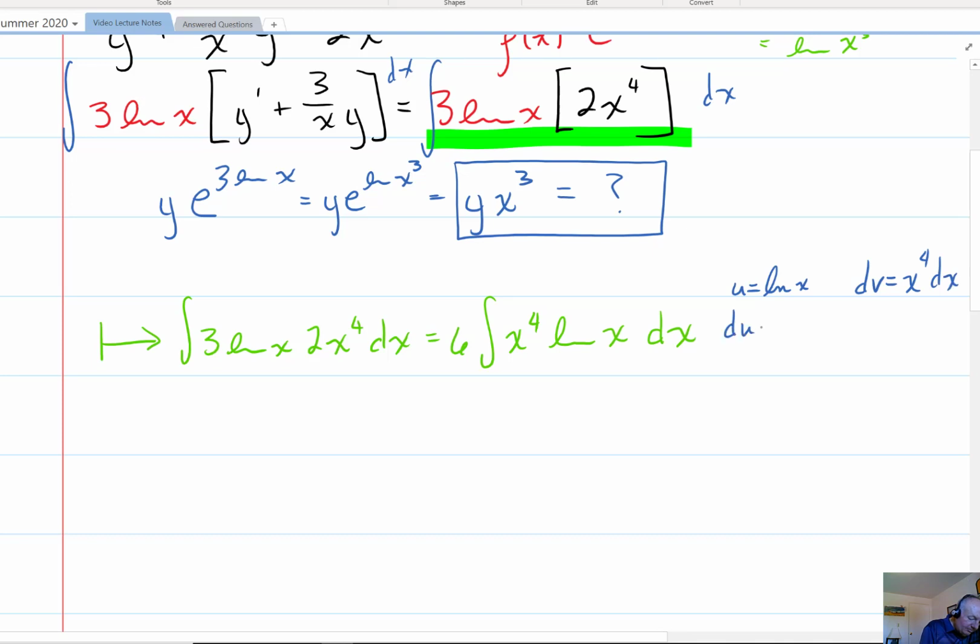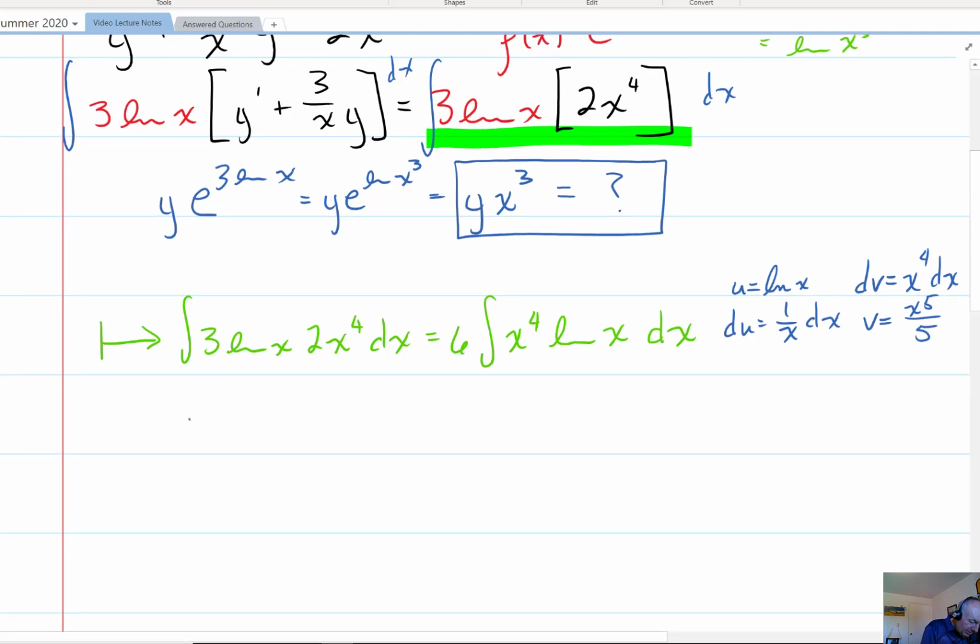And if we run this through, du is 1 over x, that's nice, dx. And v is x to the 5th over 5. So, working this through, that integral is going to be 6 times uv, right? So that's going to be 1/5 x to the 5th ln of x minus the integral of v du, right? Minus the integral of v du.